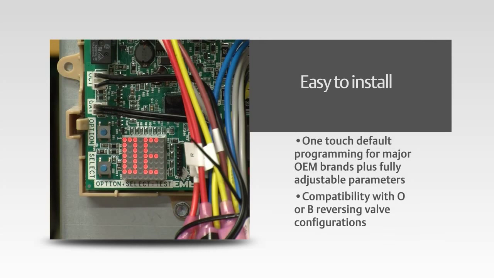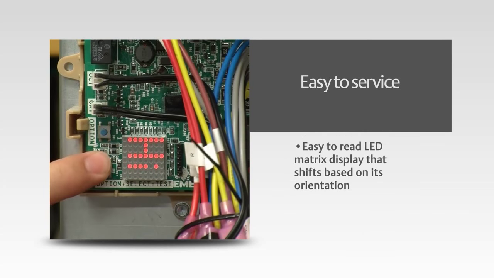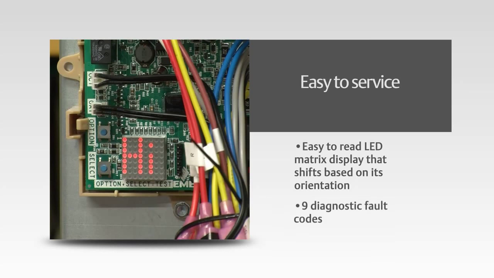is compatible with O&B reversing valve configuration, plus a shift delay reducing noise when going in or out of defrost cycle. The defrost control is easy to service, featuring an easy-to-read LED matrix display that can rotate based on the orientation of the control. It has 9 diagnostic fault codes and 6 operation codes.